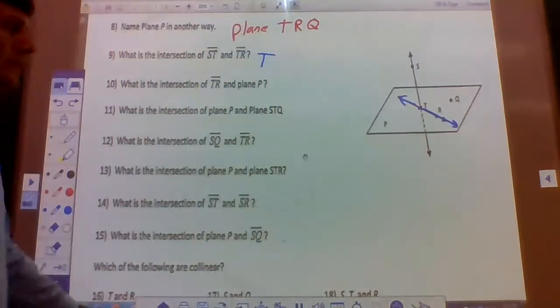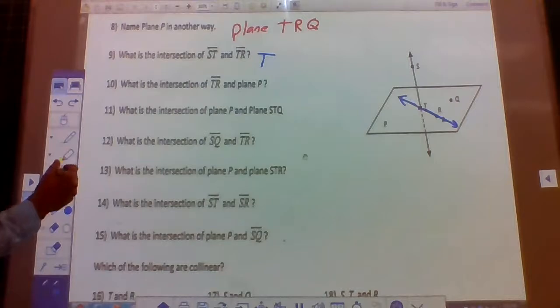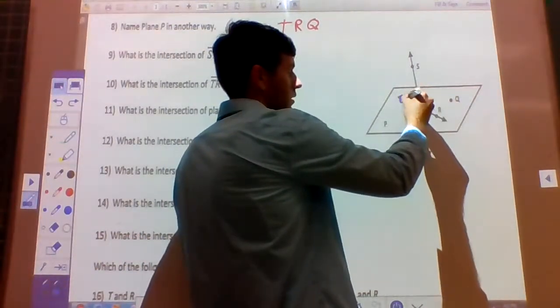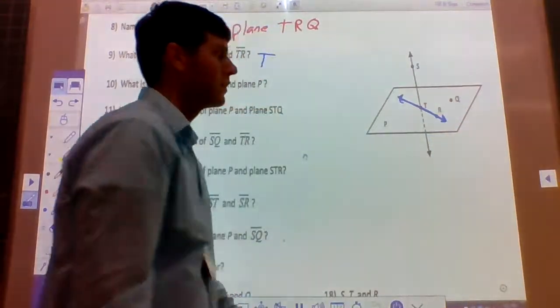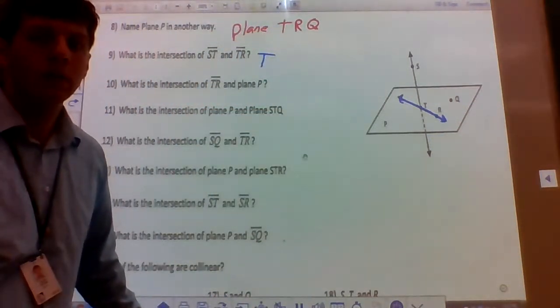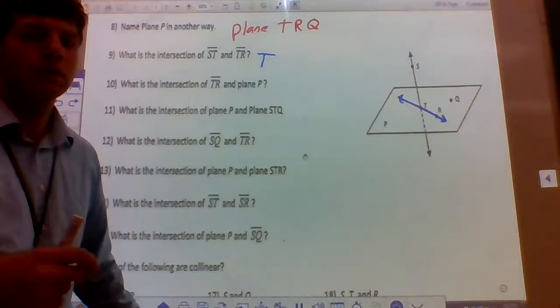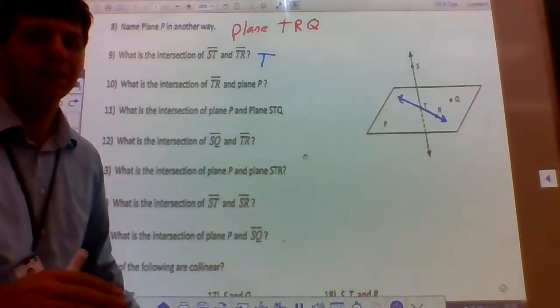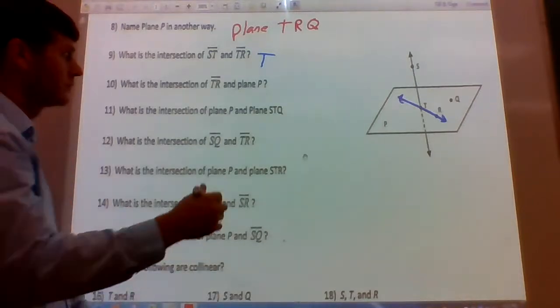Well, line TR is in the plane. So again, here's line TR. There are an infinite amount of points on line TR, and since TR is in the plane, it's intersecting the plane at every single one of those points. So the intersection of the plane and the line is going to be line TR.